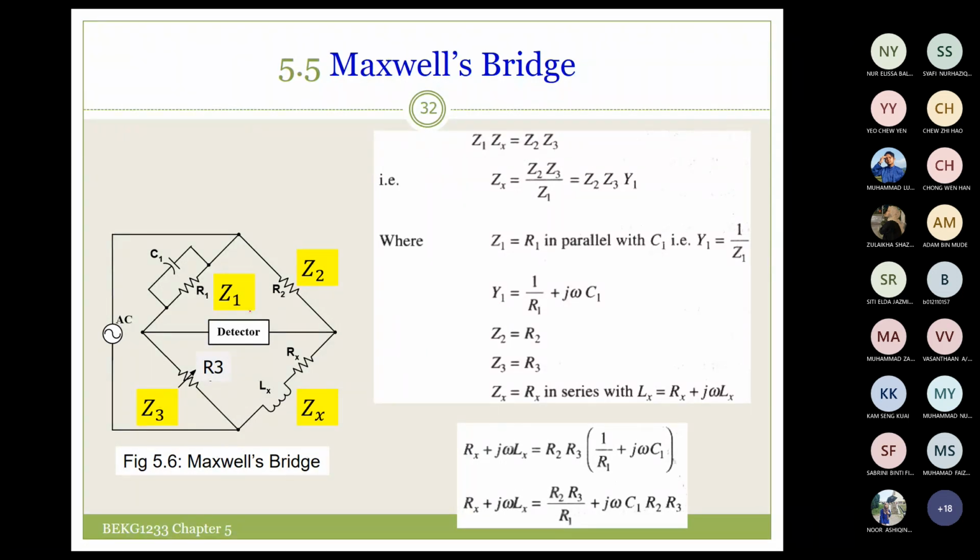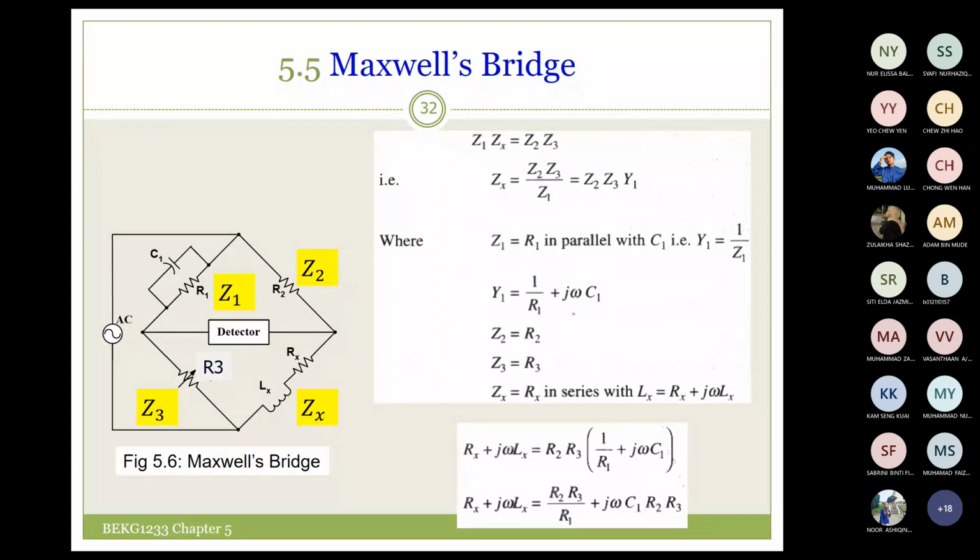And for the Z2, Z2 is R2, and Z3 is R3, while Zx is Rx in series with the inductance Lx, therefore we can get Rx plus j omega Lx. I think you have studied this in Electric Circuit 1 or Electric Circuit 2, based on the impedance.